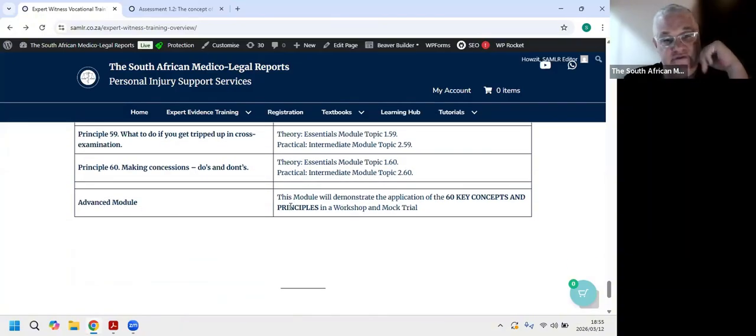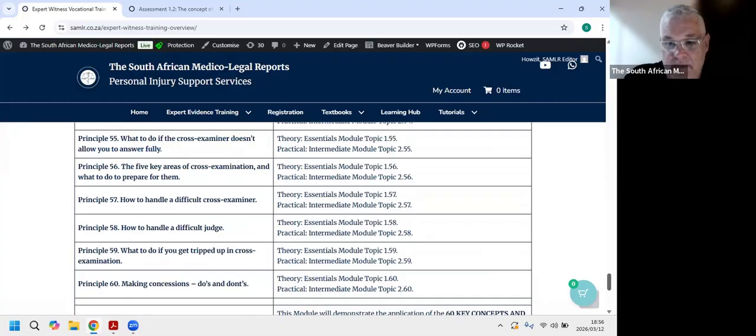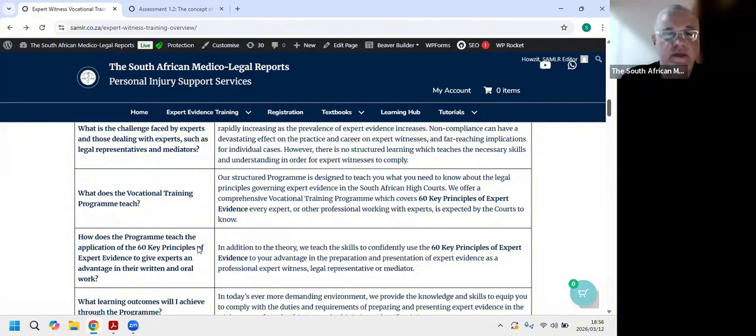And then just to finish on the advanced module, it will demonstrate the application of the 60 concepts and principles in a workshop and mock trial. So we will bring all of that learning together. We will focus on a number of principles and then look at that through the mock trial. We'll expand on the mock trial from what we did last time in the advanced course in a number of ways that we will let you know about. But we will workshop it, and then take it to the mock trial concept to demonstrate. So that is an overview of the training, and that is how the program will work.